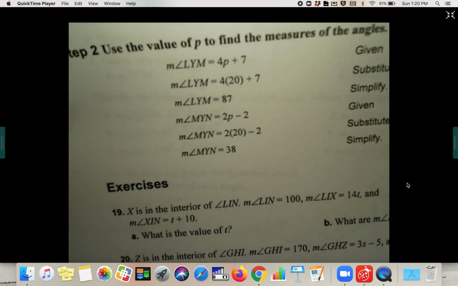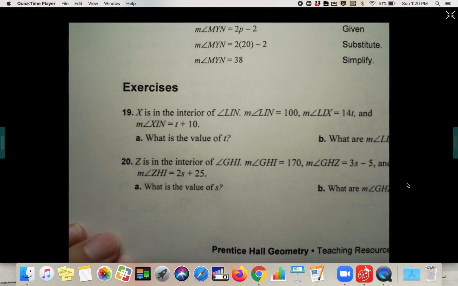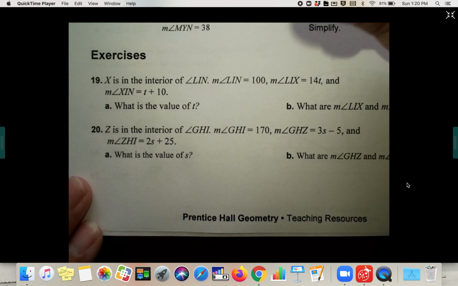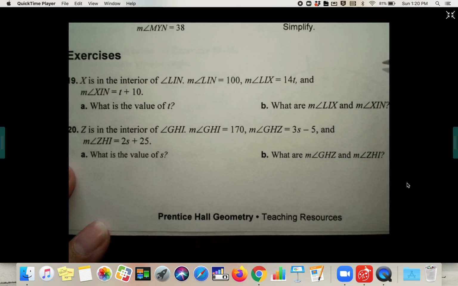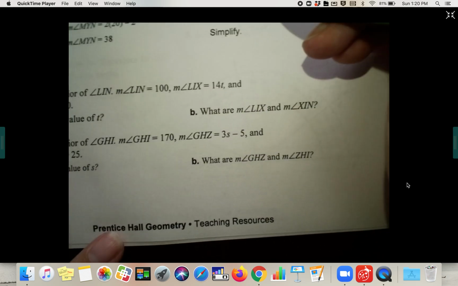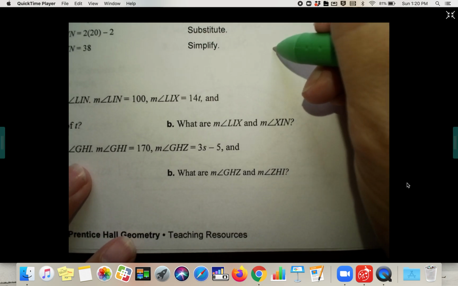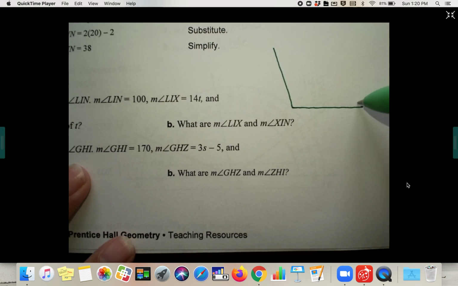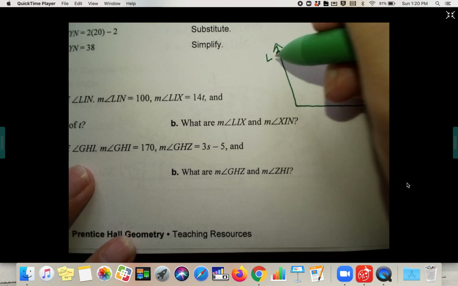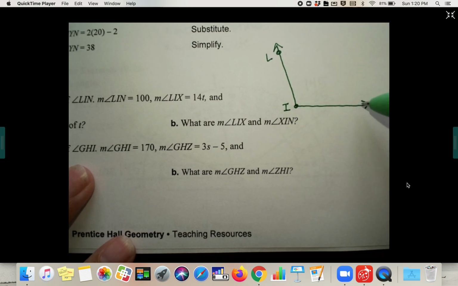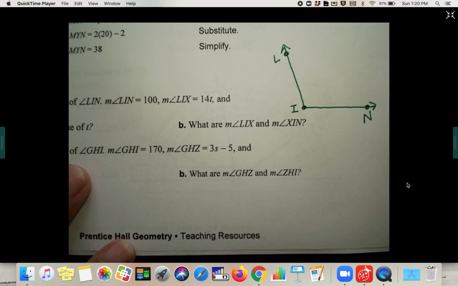We're going to move on to a couple of practice exercises down at the bottom. X is in the interior of angle LIN. The measure of angle LIN is 100. I think we need to draw this out. If LIN is 100, I'm going to make it a little bit bigger than a right angle. This is the measure of angle LIN, and what we know is that it measures 100 degrees.